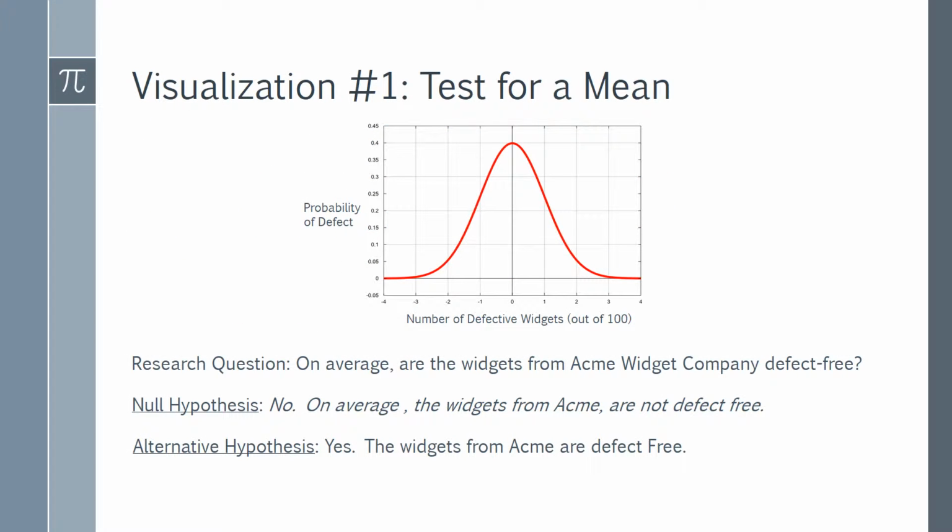On visualization number 1, test for a mean, we see that the mean is the average for a set of figures. On this bell curve, the highest point is considered the mean.